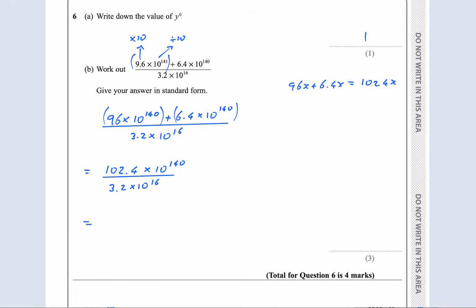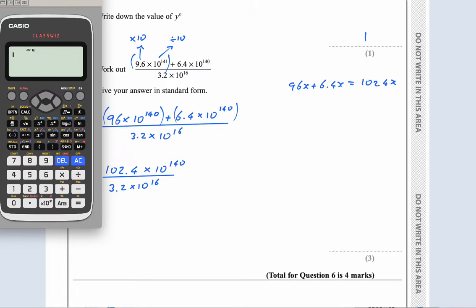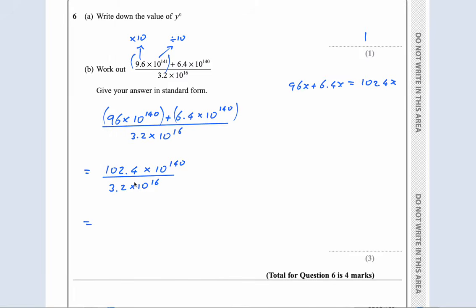Now, I'm going to do with my calculator what I can. 102.4 divided by 3.2 is actually quite nicely 32. So this is 32 times 10 to the power of... I'm going to now subtract these powers. So it's 10 to the power of 140 divided by 10 to the power of 16. I'm going to subtract the powers. 140 minus 16 is 124.